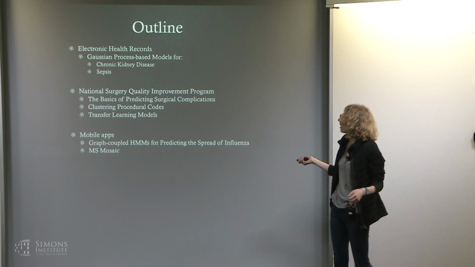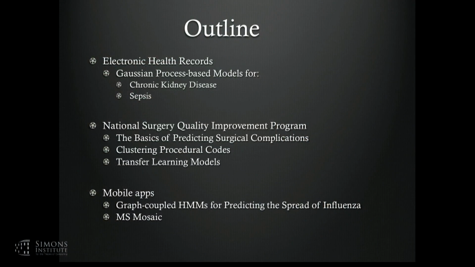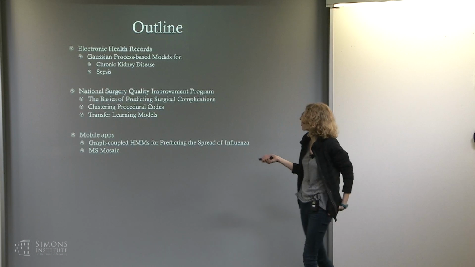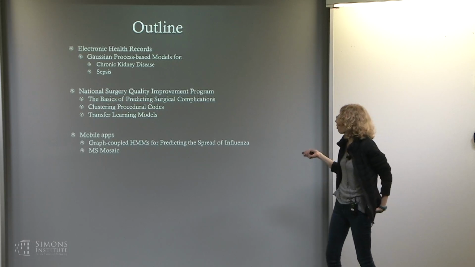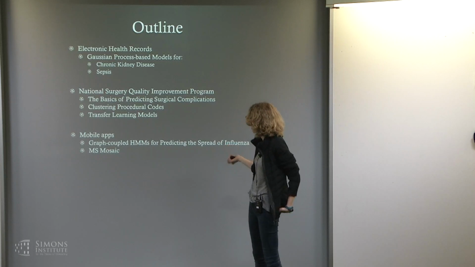Okay, so this is my outline. I'm going to start by talking about some of the electronic health records based work that we've done at Duke. It's a lot of time series modeling, a lot of Gaussian process-based models for looking at chronic kidney disease and looking at sepsis. I'm going to talk a little bit about surgery. We've been collaborating with some people in surgery off of data from a national database called the National Surgical Quality Improvement Program. And we've done a whole bunch of things to try to predict surgical complications in that setting.